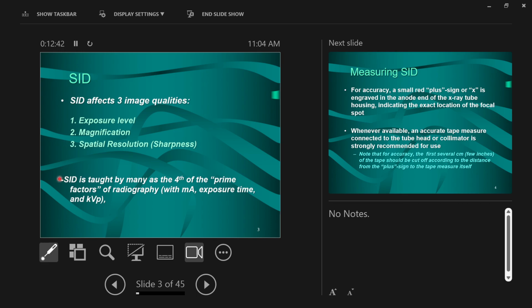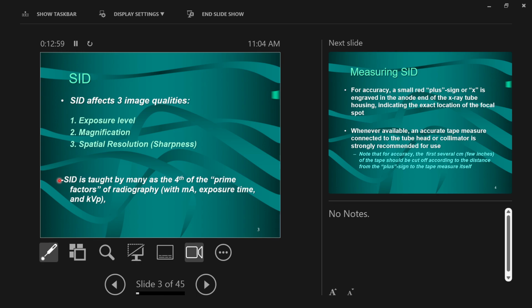And SID can be considered the fourth of the prime exposure factors. If you remember, usually when we say what are your factors for a radiograph, we're meaning what's your mAs and what's your kVp, right? There's three things there, mA, time, and kVp. Those are the three prime factors for exposure.